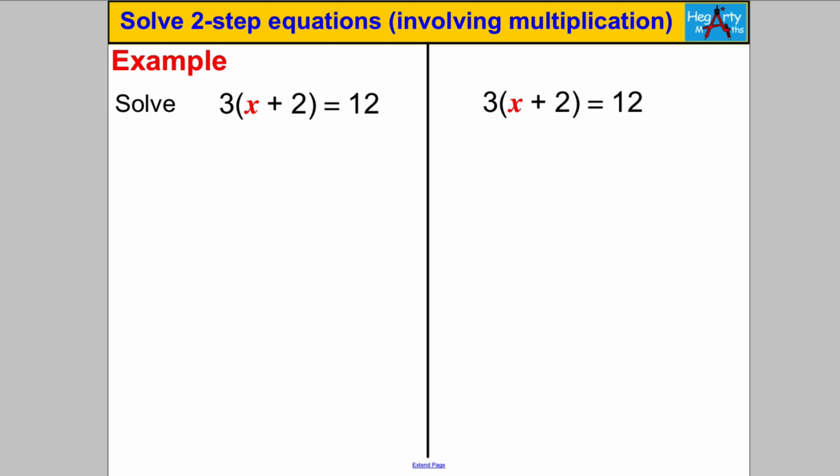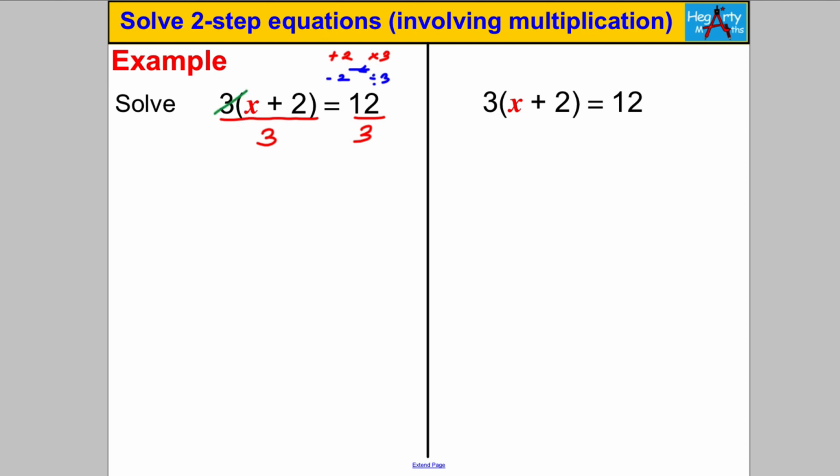Pause, have a go. Okay, let's think what happened to x first here. First we added 2 and then we multiplied by 3. So if I'm going backwards, it's really important that I first divide by 3 and then subtract 2. So let's have a go at that. Divide both sides by 3, like this.